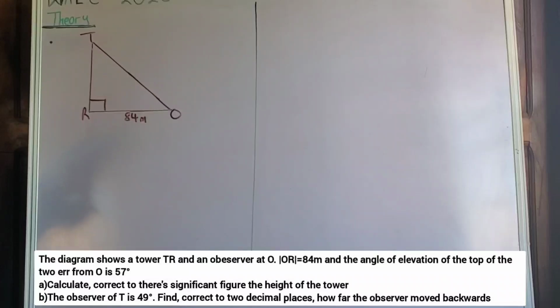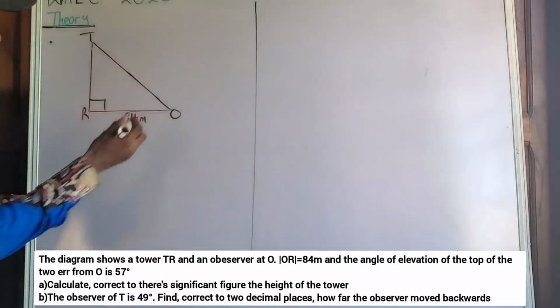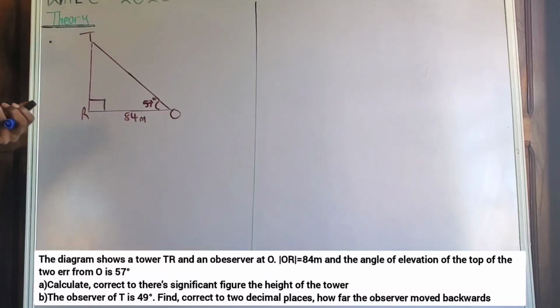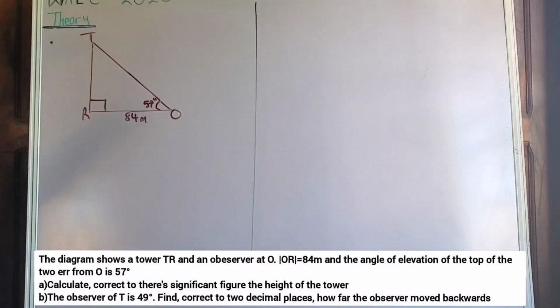Okay, so let's proceed to the next question. The diagram shows a tower TR and an observer at O. Line OR is 84 meters, and the angle of elevation of the top of the tower T from O is 57 degrees. The angle of elevation is this 57 degrees. Calculate, correct to three significant figures, the height of the tower.